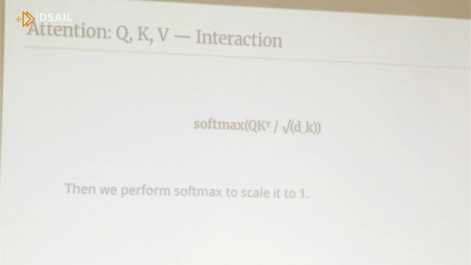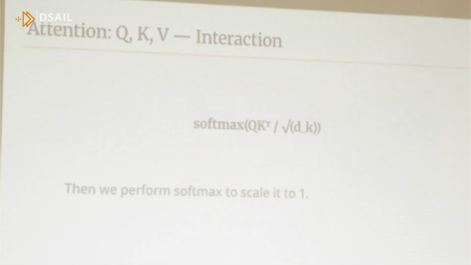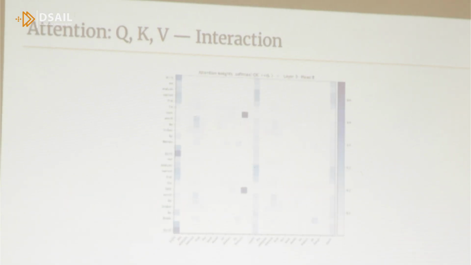So then we perform softmax to scale it to 1. You notice here the ranges are from like 0 to 6 or 8. Sometimes the range can be very dynamic. So we do softmax, and softmax simply tells us that every row sums up to 1. So these are the attention weights before we get the value.